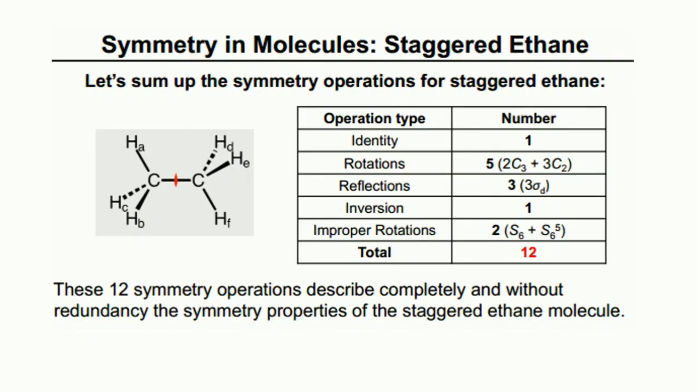And here is the complete description of symmetry operations found in the staggered ethane molecule, which would be identity, rotation 2C3 and 3C2, while reflections were 3 sigma d, inversion was 1, and the improper rotation was 2, S6 and S6^5. So there will be total 12 symmetry operations found in staggered ethane molecule. Now let's talk about the other molecule example.